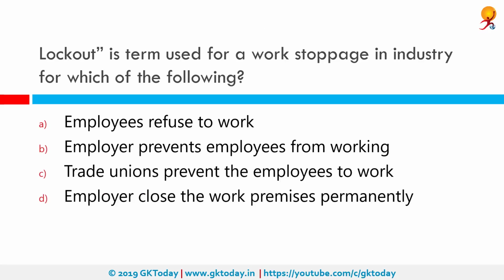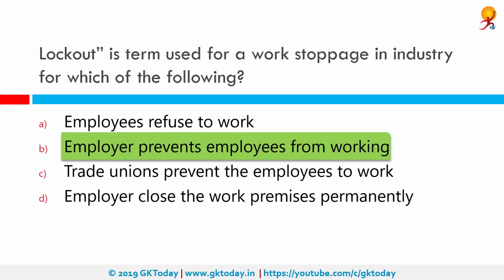Lockout is a term used for a work stoppage in industry for which of the following? Correct answer is when employer prevents employees from working. A lockout is a temporary work stoppage or denial of employment initiated by the management of a company during a labor dispute. This is different from a strike in which employees refuse to work. It is therefore referred to as the antithesis of strike.